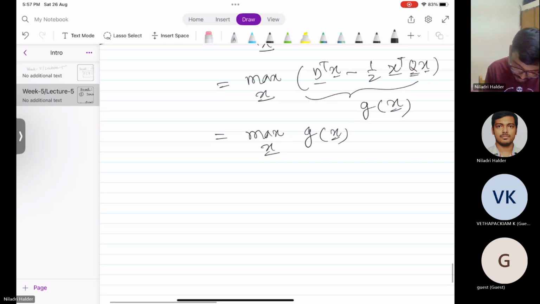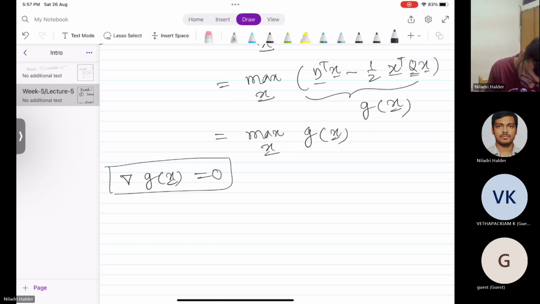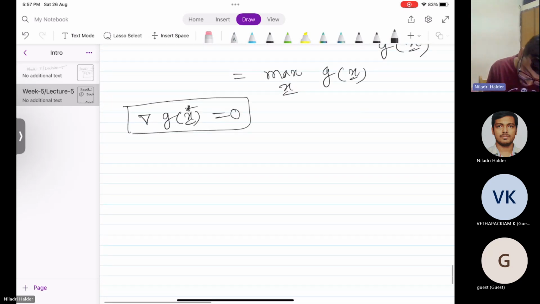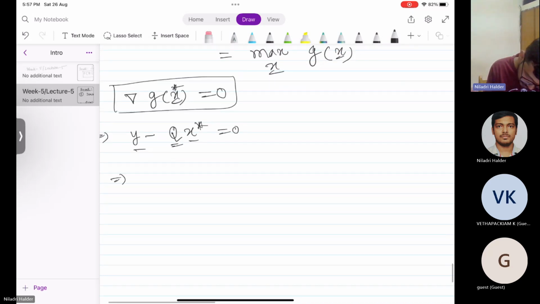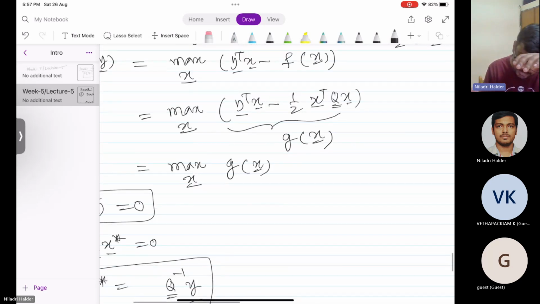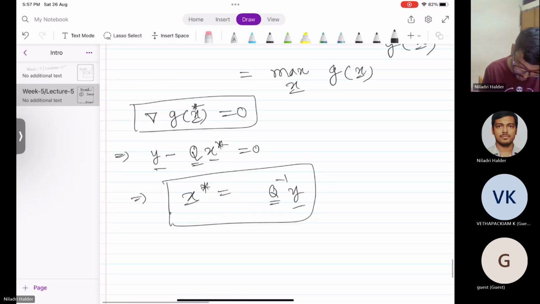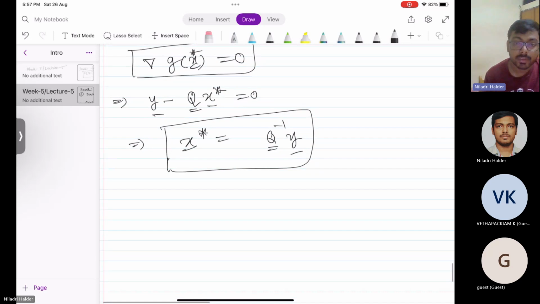So this is the maximum. Now what should be the gradient of g of x? Should be 0. Okay. So now what should be the gradient? That means y minus Qx is 0. That means x star is equal to Q inverse y. Generally, this Q is invertible always. I mean, generally it is invertible for this case. So that's why x star is equal to Q inverse y.